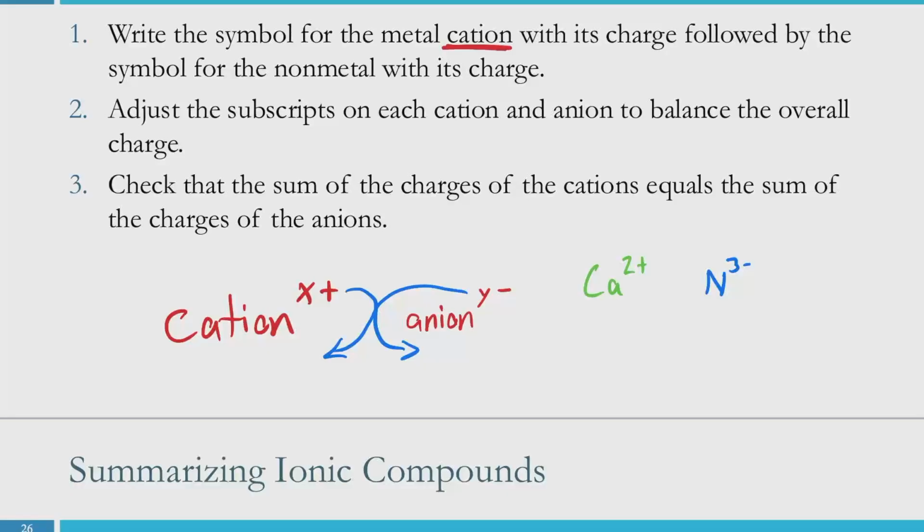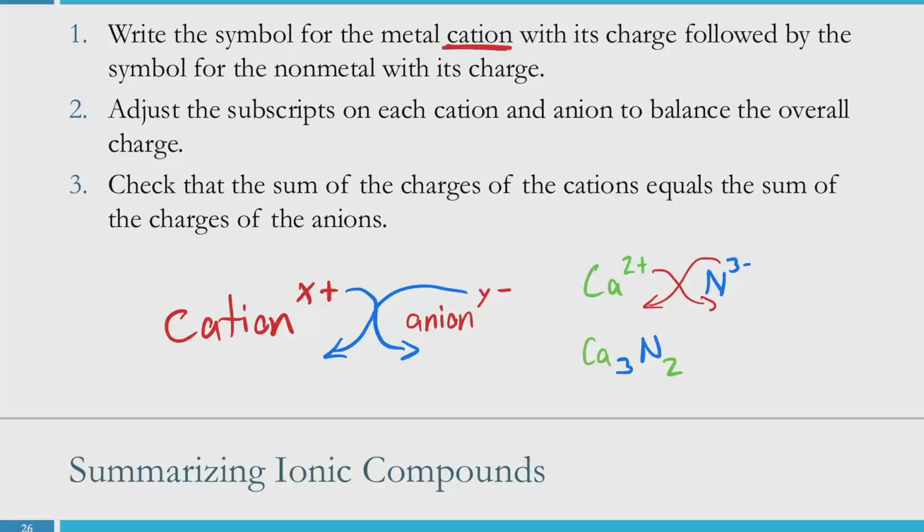Some of us in our heads see this and go, okay, well, we need 3 calciums, we need 2 nitrogens, then they'll balance out perfectly. We can also just crisscross them. So the crisscross, the 2 goes on the nitrogen, the 3 goes on the calcium. So we get calcium 3. We get nitrogen, and we've got 2 of those.